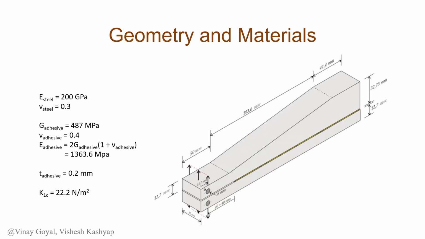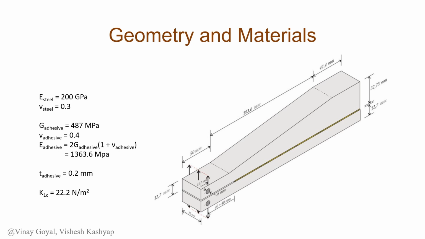Now, this is what our given configuration is. We know our material properties, we know the thickness of our adhesive, and we also know our K1C value now. Our geometry is a little bit different in that our top cantilever beam now has a different shape. What we're supposed to do in this tutorial is to determine the load. So we're supposed to iterate over the load to determine what load causes the adhesive to fail. Essentially, at what load does the K1C of the adhesive reach this 22.2 Newton per meter square?